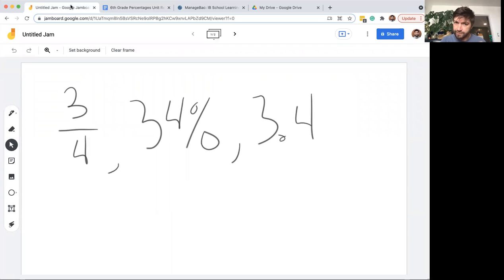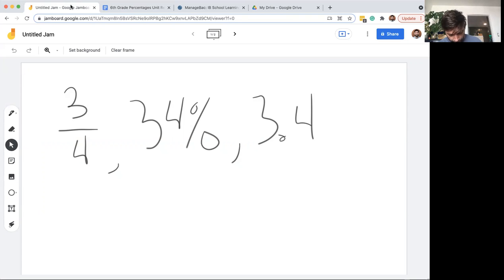So the way to do these is to convert them all into one equivalent form. Okay, you can convert them all to a percent, you can convert them all to a decimal, or you can convert them all to fractions, and I'll do one of each as we work through these. So with this first one, I'm just going to convert them all to decimals, okay?